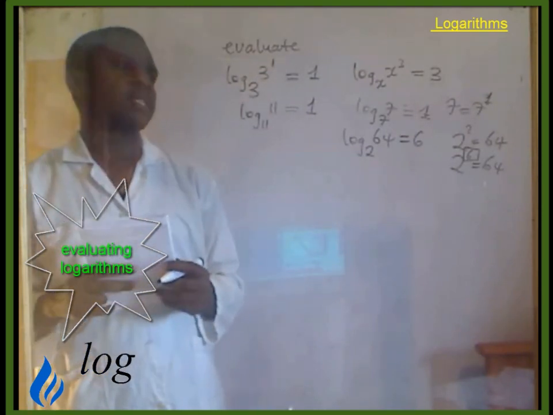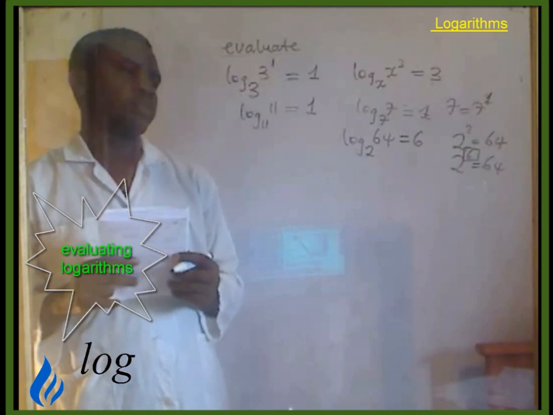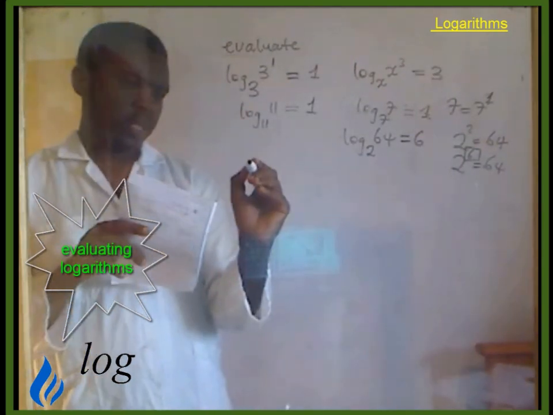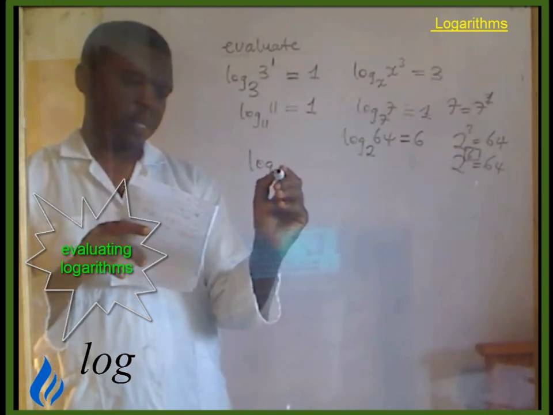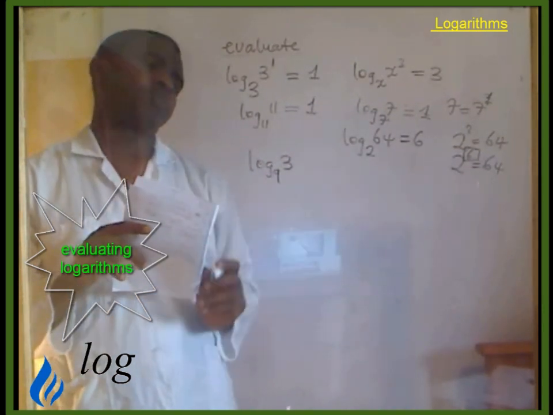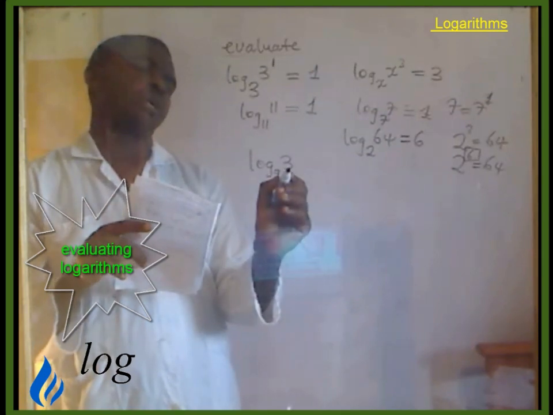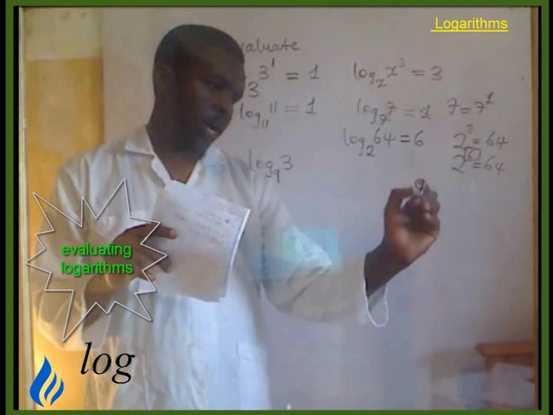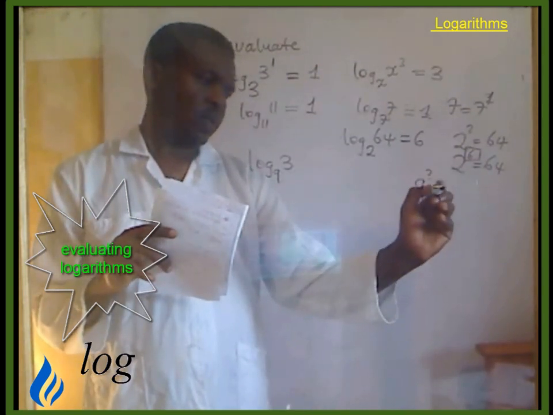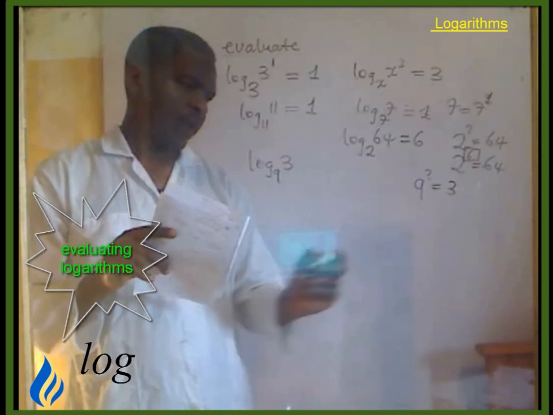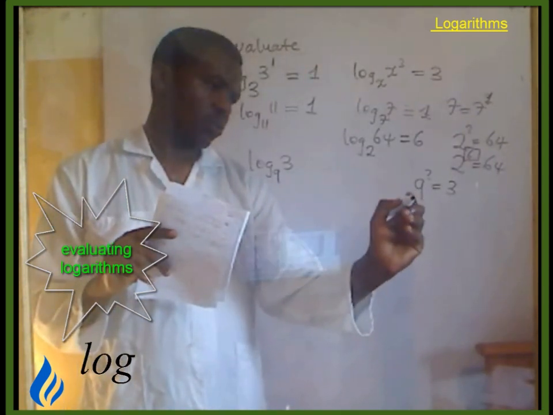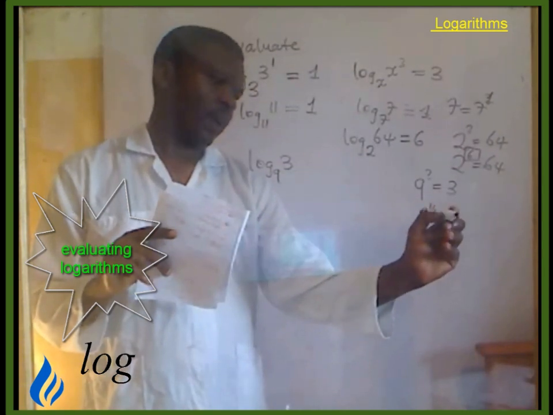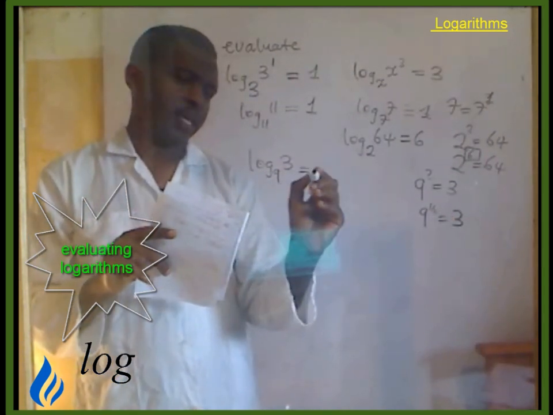Now let's look at logarithms that are fractions. If I am given log to the base 9 of 3, I find here that my number is smaller than the base. So what am I saying here? To which power will I raise 9 in order to get 3? I find here that if I take the square root, which is to the power half, I'll have 3. My answer here is half.